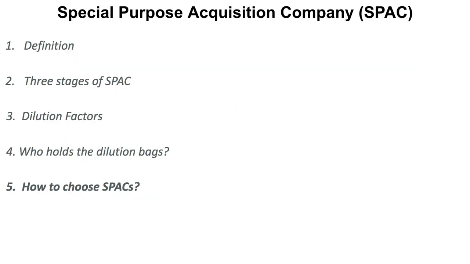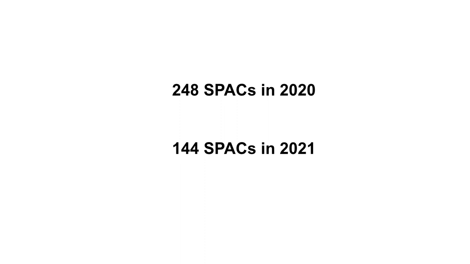So last and the most important is how to choose SPACs. In 2020, there were actually 248 SPACs listed. And right now, in just about a month and a half in 2021, there have been 144 SPACs listed in the public market. So how to choose the right one becomes very important, right? Because most people probably won't have enough money to invest in all these SPACs.